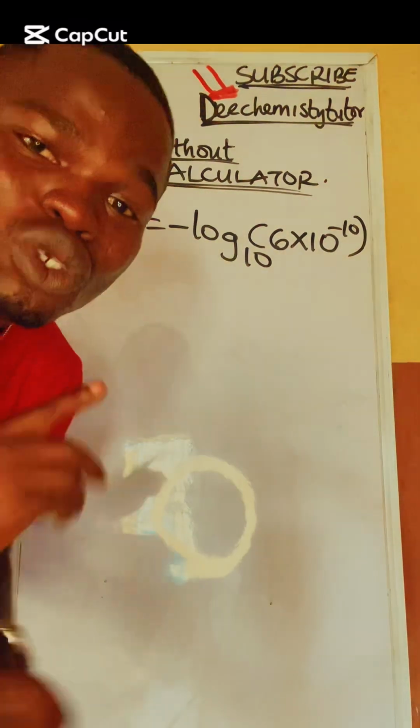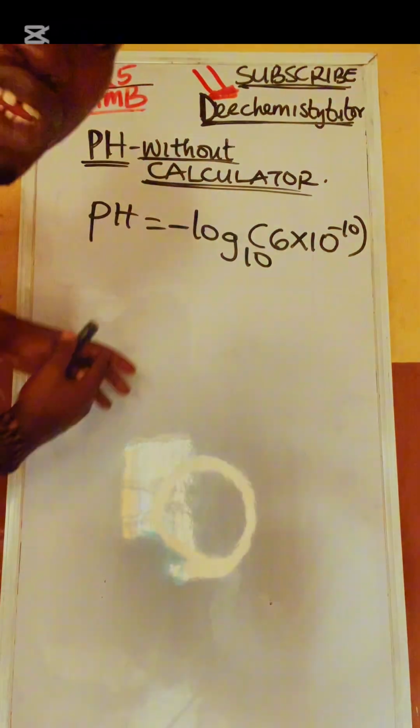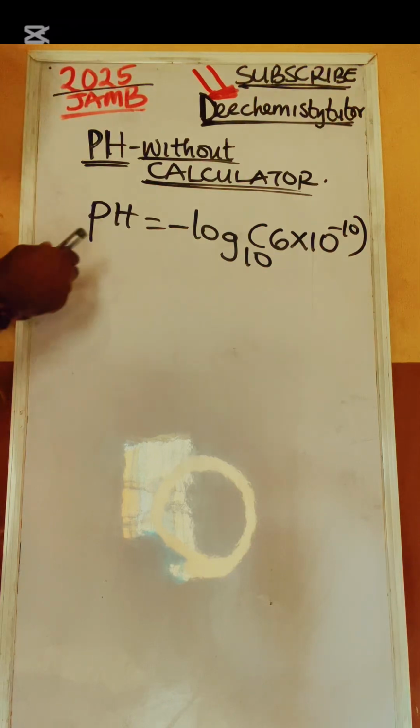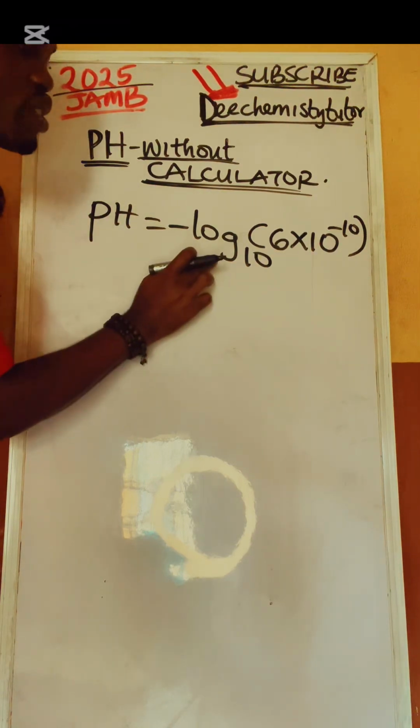You don't need a calculator to solve any pH question. Imagine you are given a question like this. How would you solve it? Let's solve it together. pH equals minus logarithm to base 10.